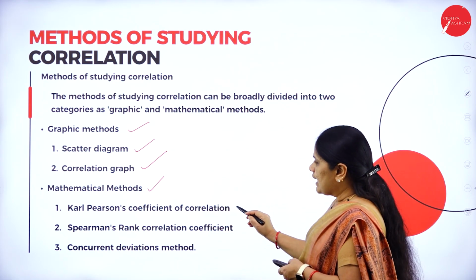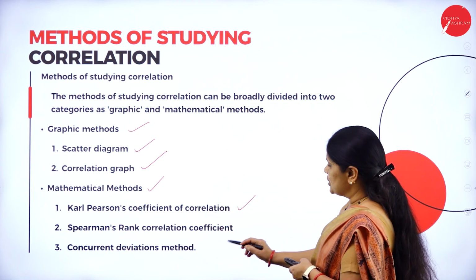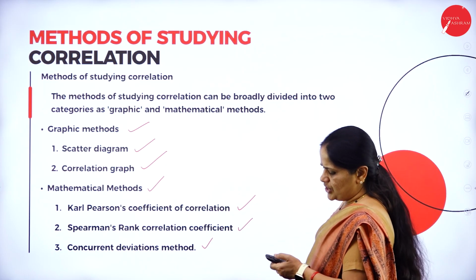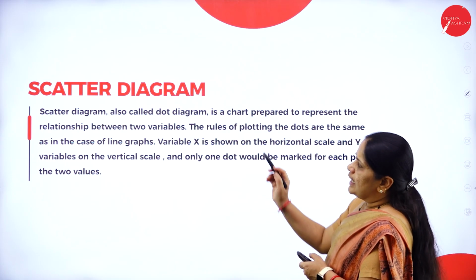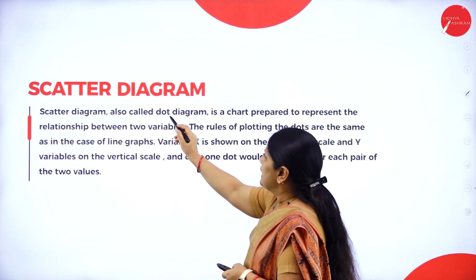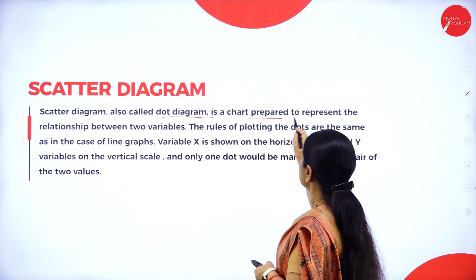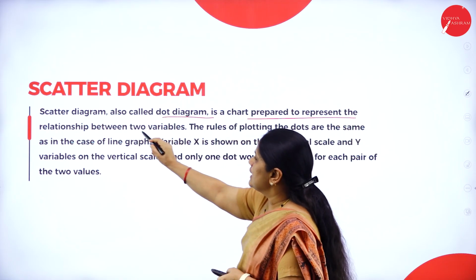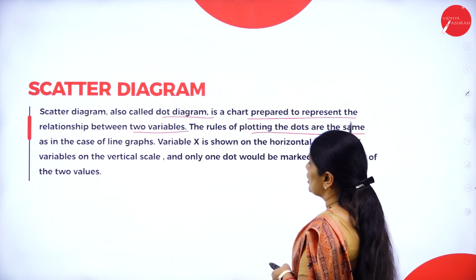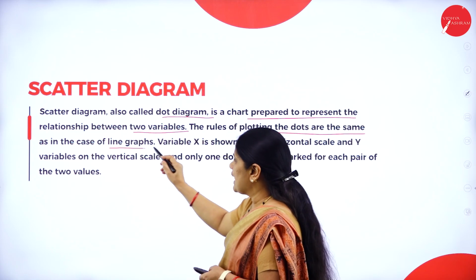We have Karl Pearson's coefficient of correlation, Spearman's rank correlation, and the concurrent deviations method. Now, first let us see what the scatter diagram is. It is a dot diagram, a chart prepared to represent the relationship between two variables. The rules of plotting the dots are the same as in the case of line graphs.